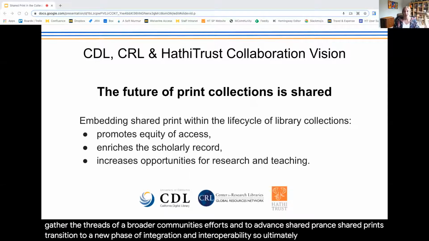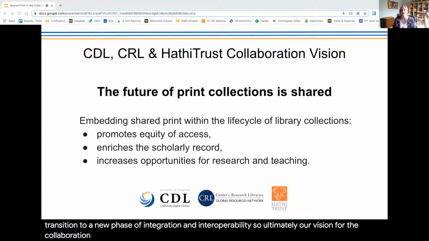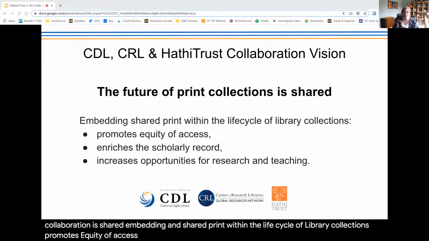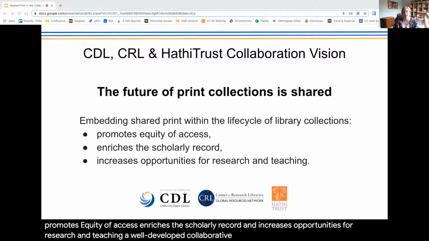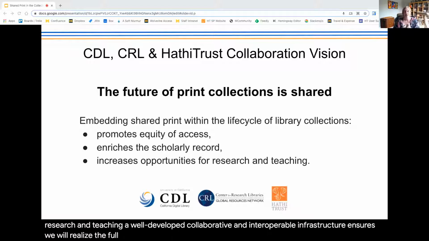Ultimately, our vision for the collaboration is that the future of shared print collections is shared. Embedding shared print within the life cycle of library collections promotes equity of access, enriches the scholarly record, and increases opportunities for research and teaching. A well-developed collaborative and interoperable infrastructure ensures we will realize the full potential of our networks and their collective collections.